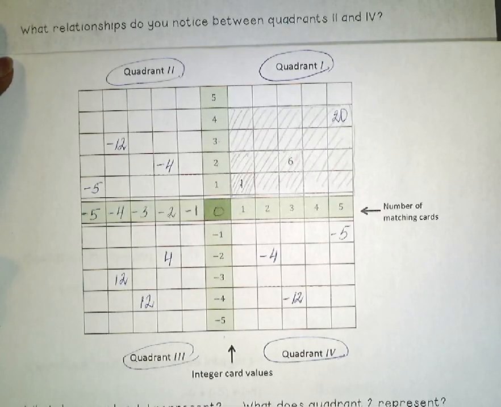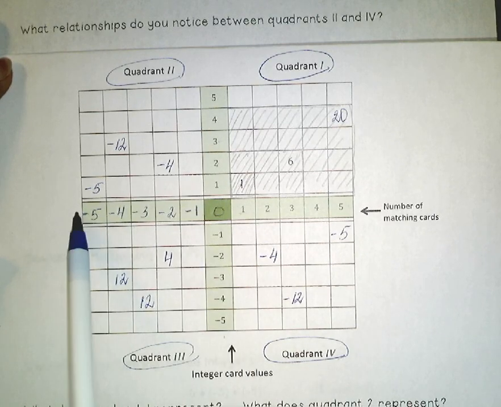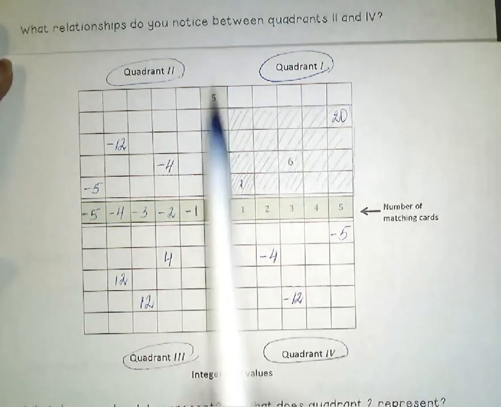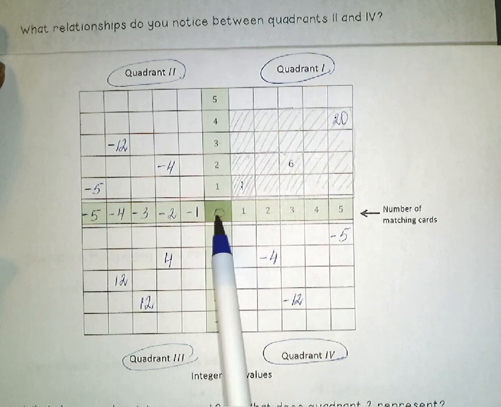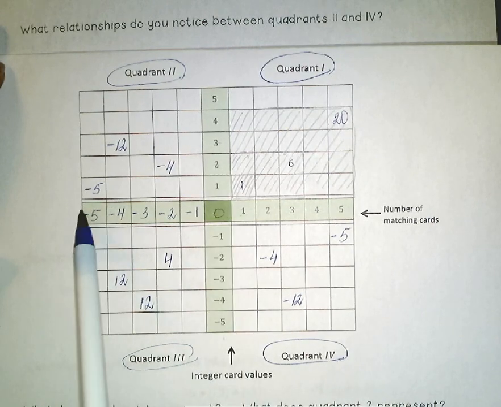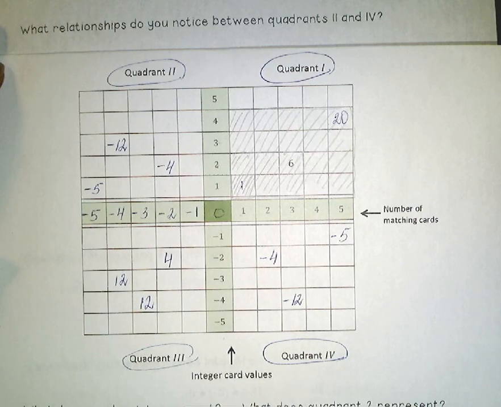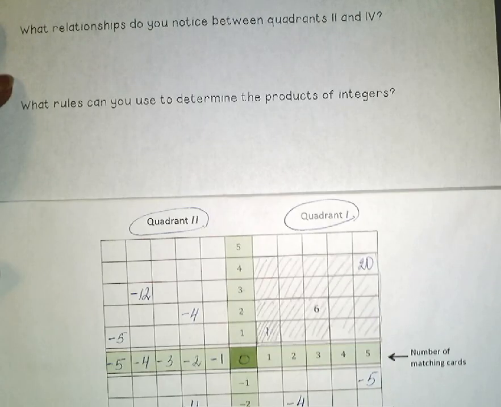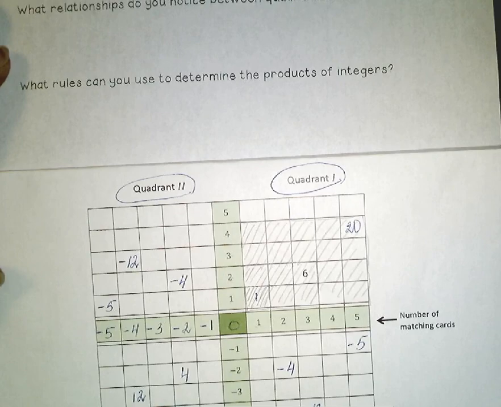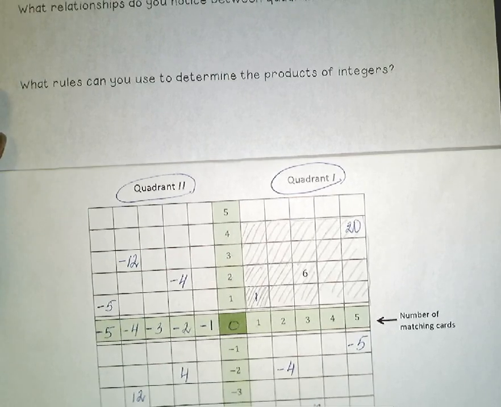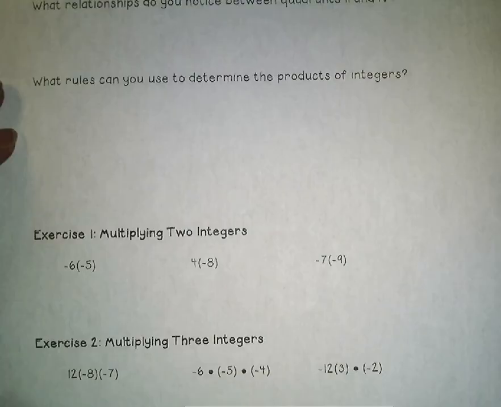What relationships do you notice between quadrants 2 and 4? Here we're removing sets of positive numbers, and here we're adding sets of negative numbers. So here we have different signs that we are multiplying together. So what rules can we use to determine the products of integers? Let's rewrite those rules again.